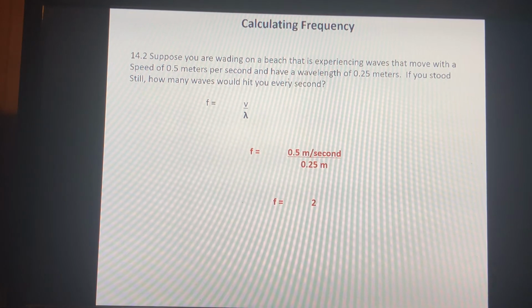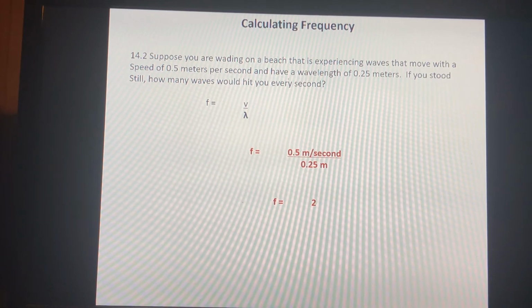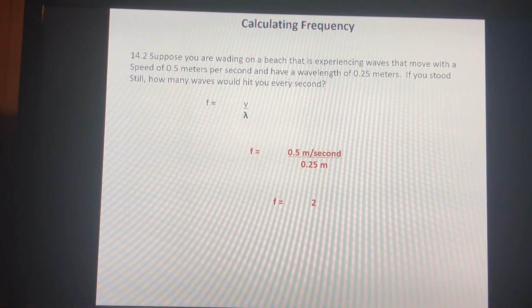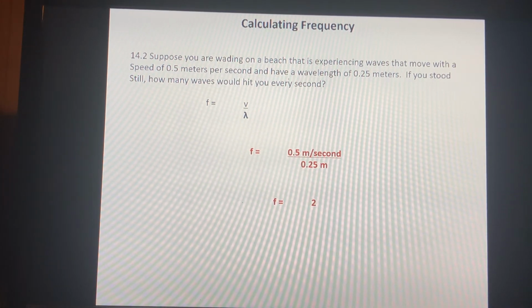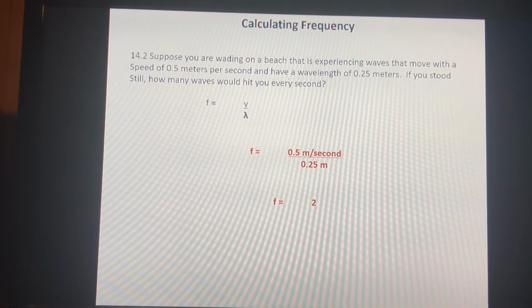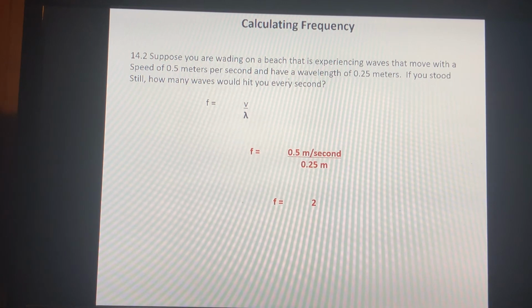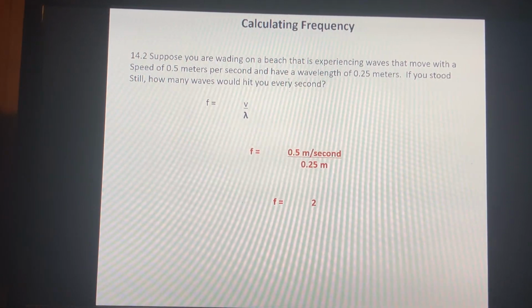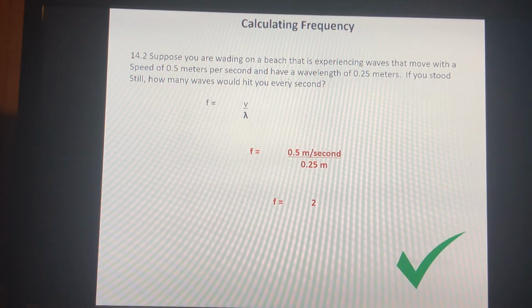I'm going to plug in the information we've been given, 0.5 meters per second divided by 0.25 meters, and we get a frequency of 2. Now this time, instead of labeling it hertz, we're not really looking for the frequency because that's not what the question asked. The question actually asked, if you stood still, how many times would the wave hit you every second? And the answer is every second it would hit me 2 times. That time I got the answer right.